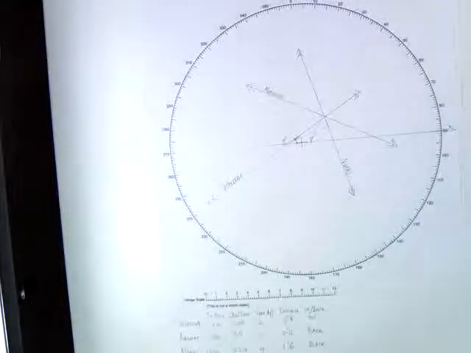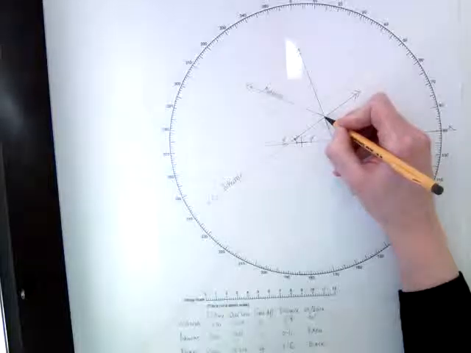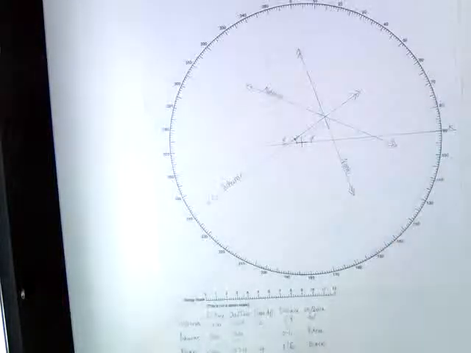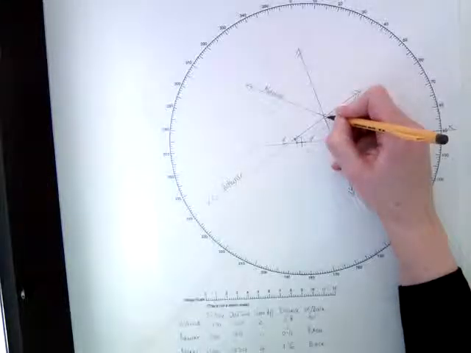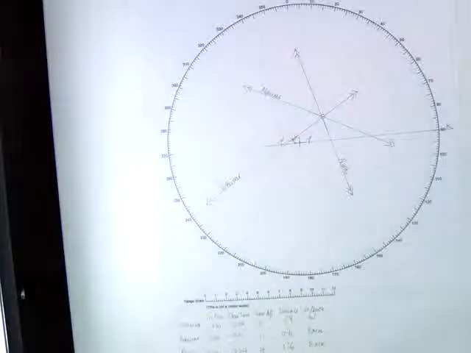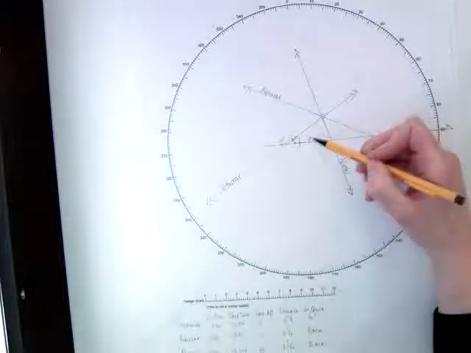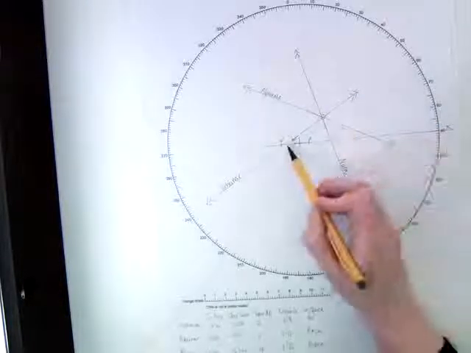That gives us a very good fix in this position here where the three position lines intersect. Just take care not to confuse your intercepts with position lines.